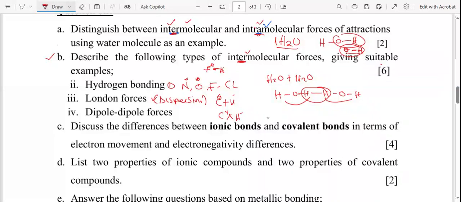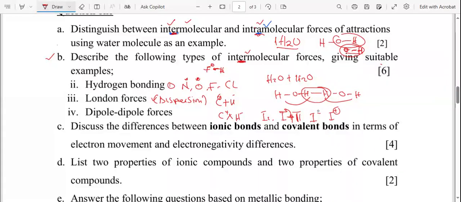For example, iodine, I2 there. I can separate this iodine molecule like that. Once I separate these, that means we have random forces. These are forces caused by temporary dipoles due to the movement of electrons. Once electrons move to this side, this side will be charged negative, then this will be charged positive.